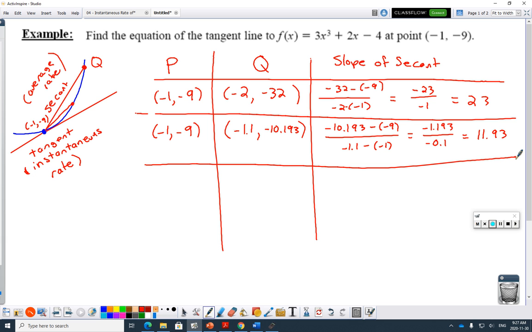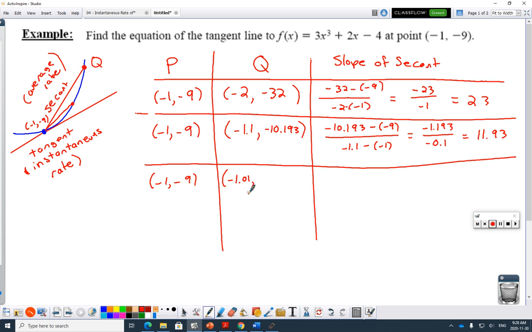Any questions so far, though? Because if you get this far, you've got method 1 down pat. That's all there is to method 1. Find the slope between 2 points and get closer. Summary of the whole thing. So, initial point was negative 1, negative 9. Now I'm going to get closer, negative 1.01, comma.